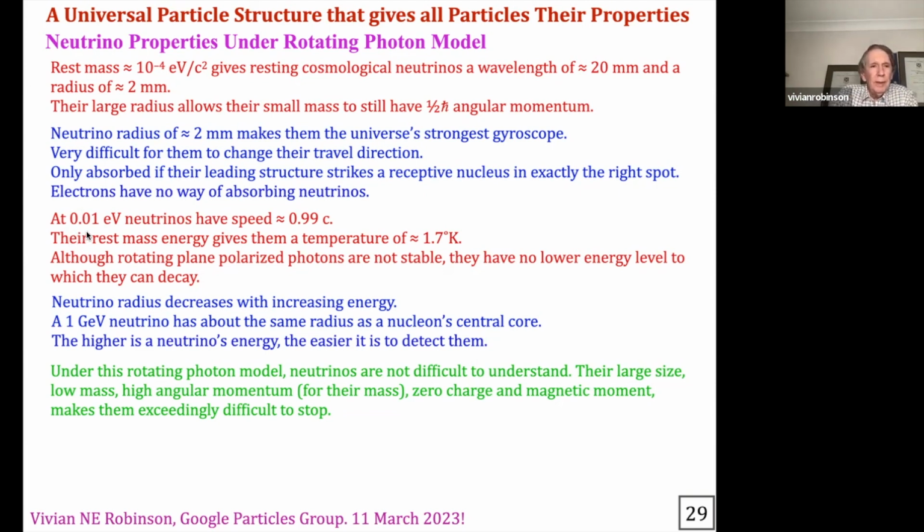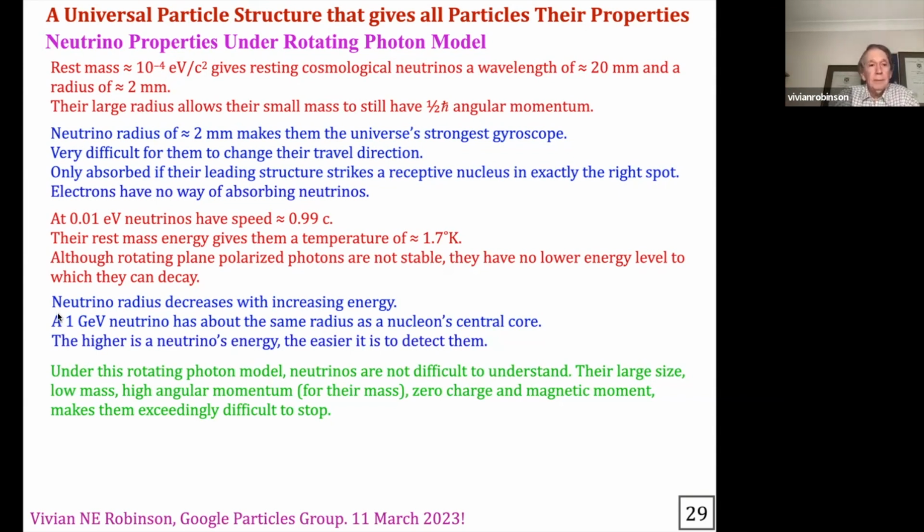A 0.01 eV neutrino has a speed of about 0.99 c. And that's why, although 0.01 eV is a very low energy neutrino, neutrinos are all detected as traveling basically at the speed of light. The rest mass gives them a temperature equivalent of about 1.7 degrees K. So although rotating plane polarized photons are not stable, there's just no lower energy to which the neutrino can decay. That's what it is.